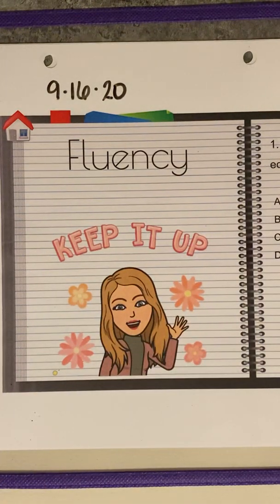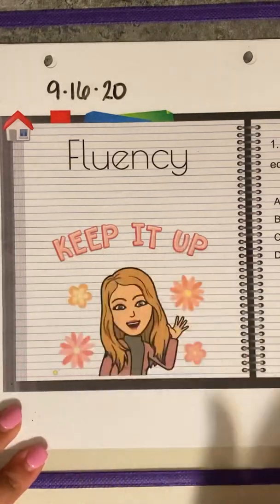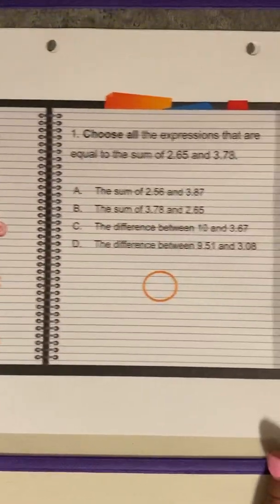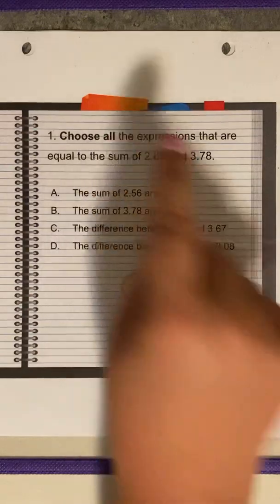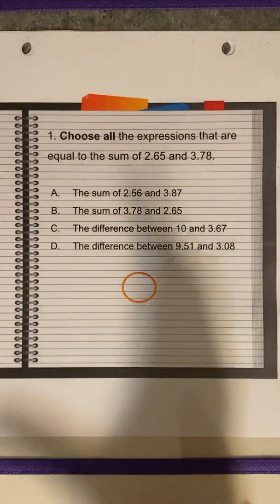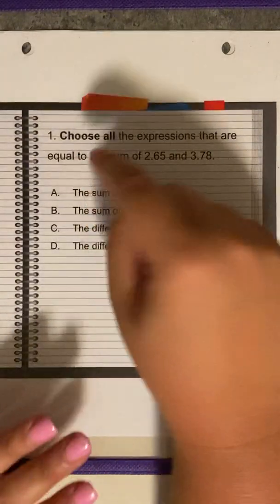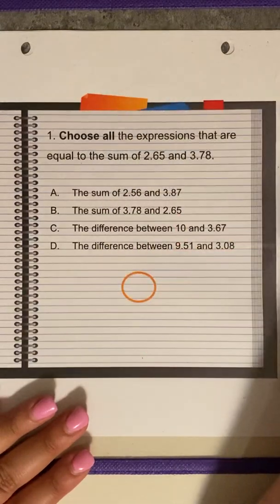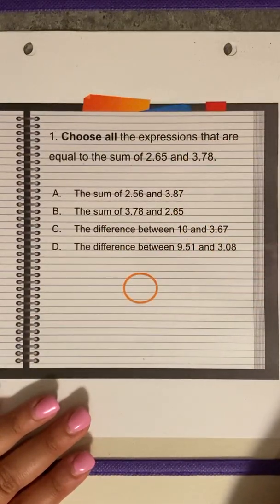September 16th, 2020, Fluency. I just want to remind you all, keep it up. You got this. So our Fluency, we are going to choose all of the expressions. So we're not going to select all of them, but we're going to choose which of them. So there could be more than one, could be all of them, maybe just one, we don't know.